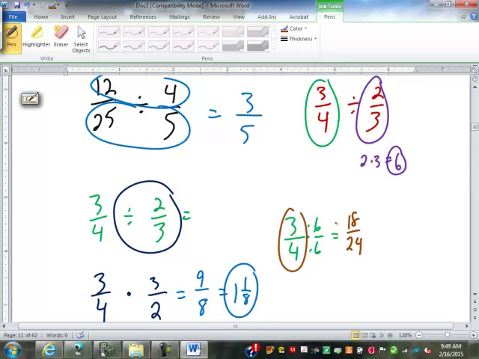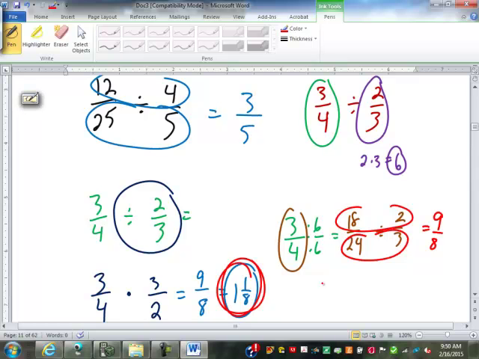Now that's still equal to 3/4. We just changed its name. And now we can divide by 2/3. Well, guess what? Now we can just divide straight across. 18 divided by 2 is 9. 24 divided by 3 is 8. Otherwise known as 1 1/8.